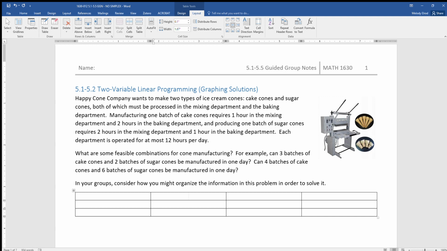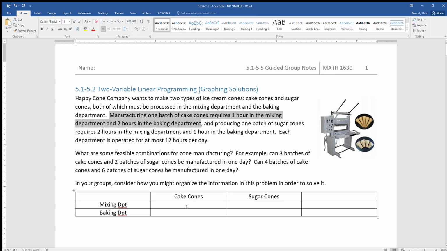In this particular problem, we're talking about cake cones and sugar cones, right? And we also have some constraints about the mixing department and the baking department. Now, as you read the problem, it says manufacturing 1 batch of cake cones requires 1 hour in the mixing department, 2 hours in the baking department. All right, so that relates right here. So we've got 1 hour in the mixing, 2 hours in the baking.